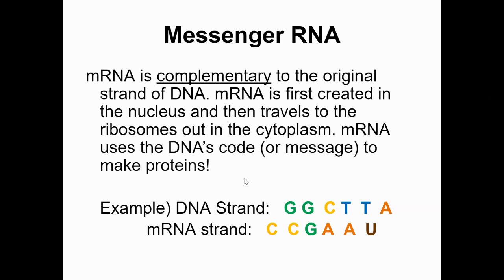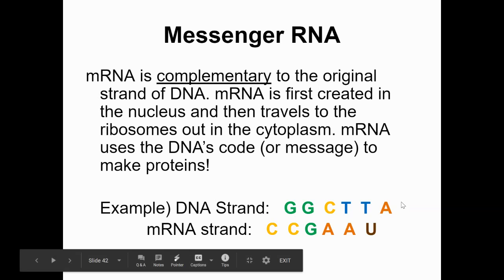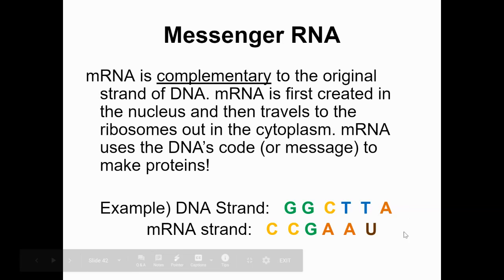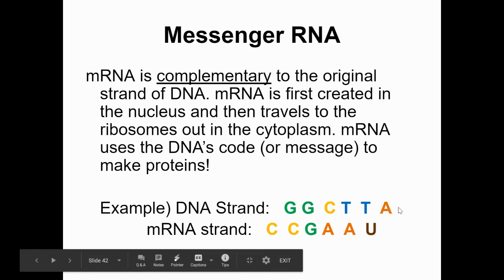And if you can see here, here's our DNA strand. This would be an example of a gene here, since we have a sequence of DNA. And here would be our mRNA strand. If you notice, each base is going to be complementary to the one that you see here in DNA, except the only difference is we know DNA has thymines while RNA has uracil.